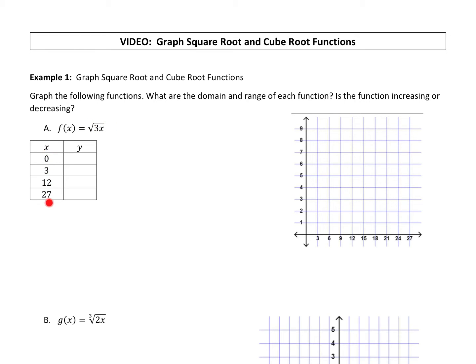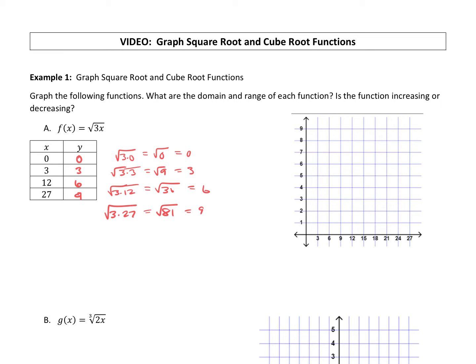We have some x values pre-identified for us. That actually is helping to make it a little easier to find nice clean points. We're going to end up with something that we can square root. So if you plug in, square root of 3 times 0 is the square root of 0, which is 0. I'm going to plug in a 3. Square root of 3 times 3 is square root of 9, which gives us 3. Square root of 3 times 12 gives us square root of 36, which is 6. And then the square root of 3 times 27 is square root of 81, which is 9.